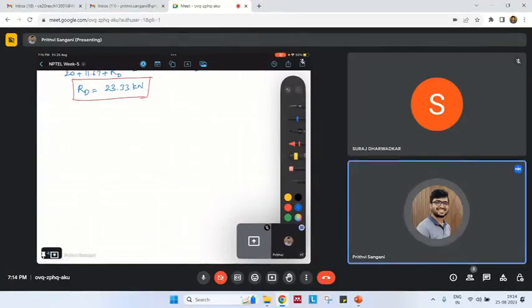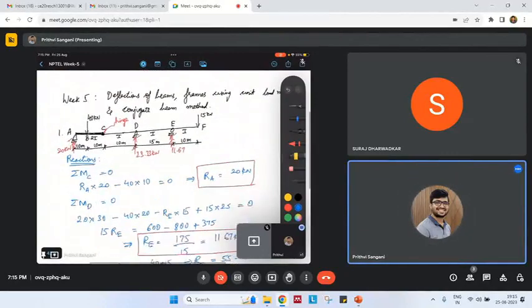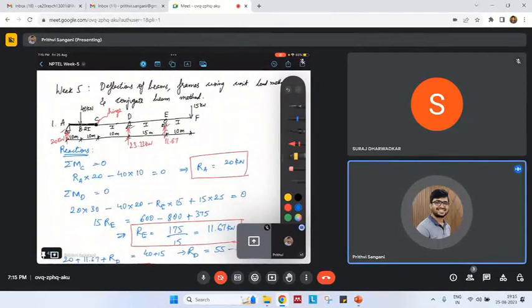Yeah, I can continue. As I started this question, you can just note down the question. So, this is the question. We have a continuous beam A, C, D, E, and F. This is a continuous beam with an internal hinge. 40 kilonewtons and 50 kilonewtons are the external forces acting on the beam. I just started to find out the reactions of this beam.